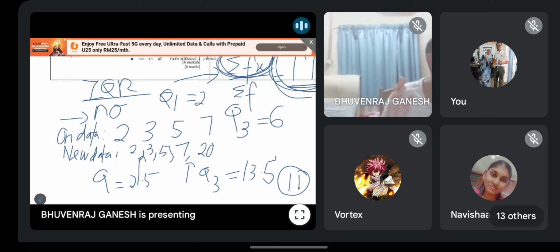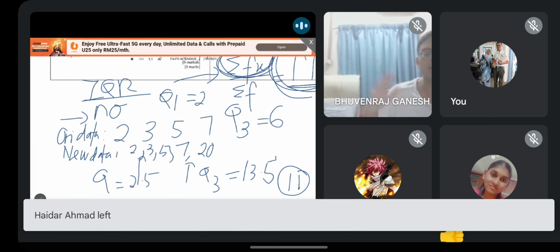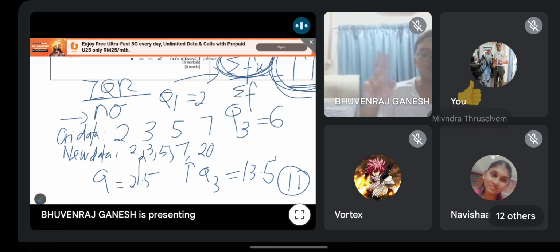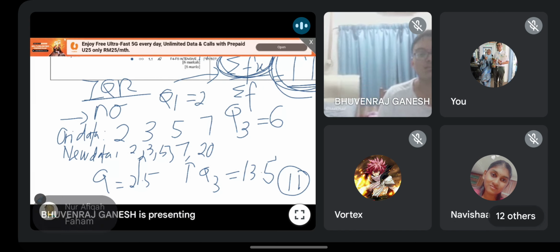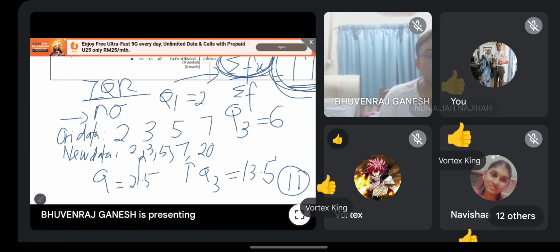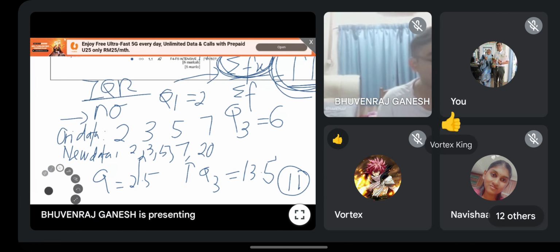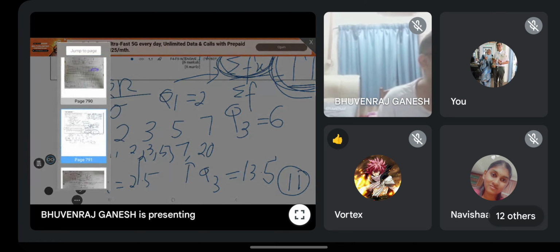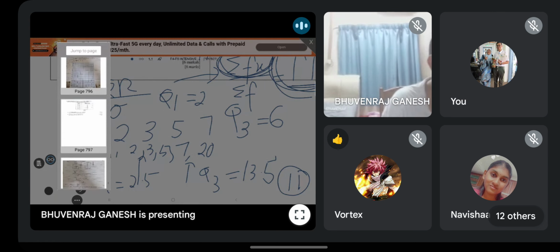Okay, that's why mereka kata IQR is used when extreme value is present. Okay guys, do you understand? IQR dia guna bila extreme value present so that you can see the difference. Boleh nampak perbezaan from the ori data to the new data. Okay, so this is the example lah. Okay, to understand only.